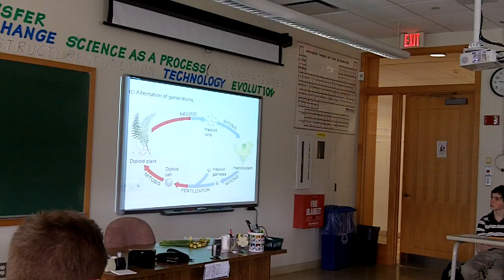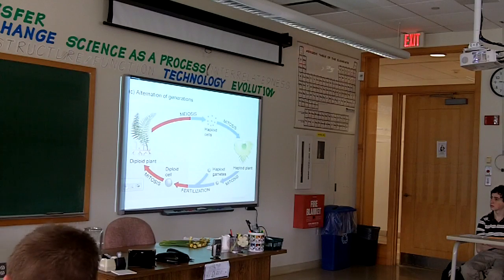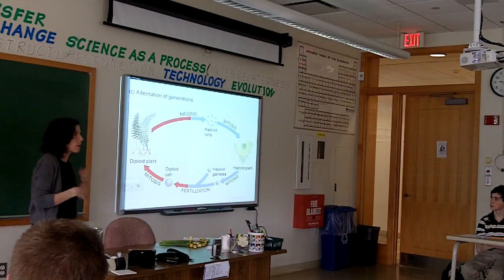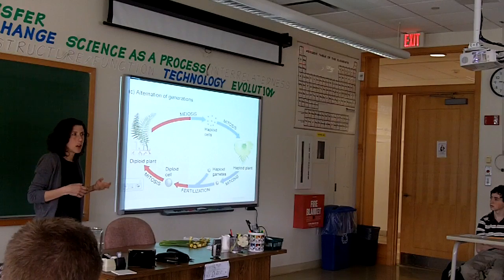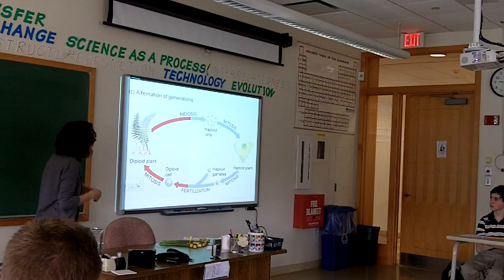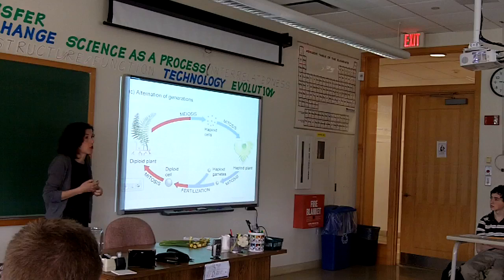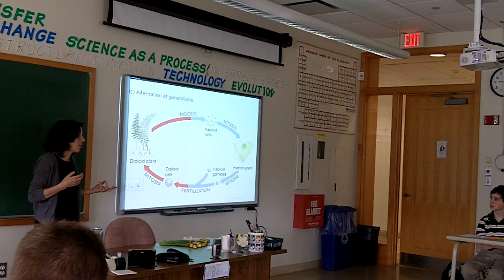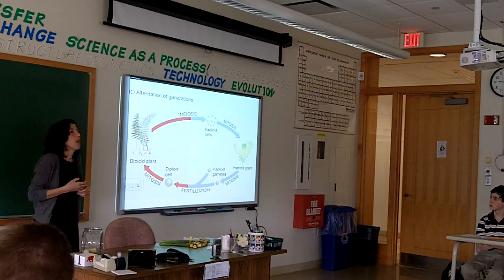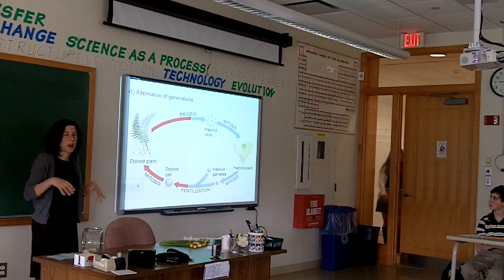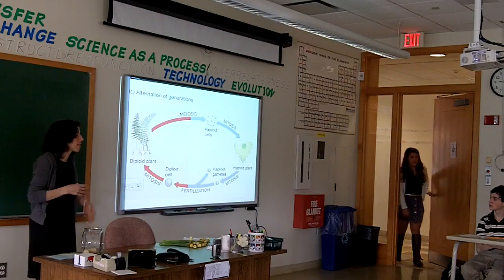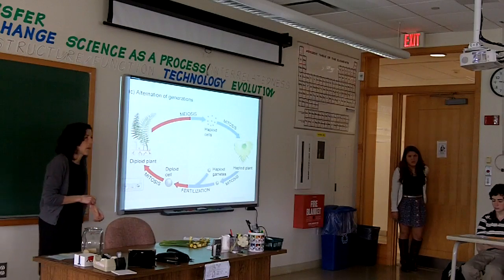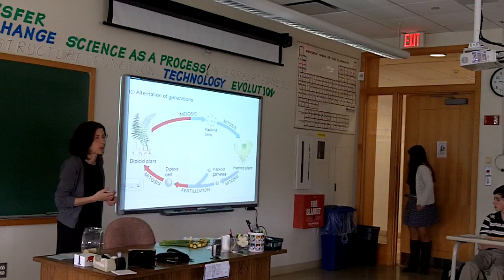Alright, so just because a lot of you didn't take advance, we're going to be talking about something that's new to you, and that is this idea of alternation of generations. The next chapter on plants is about plant reproduction, and this chapter we're actually going to slow down and spend a little more time on because it's a lot more complex than the nutrition chapter.